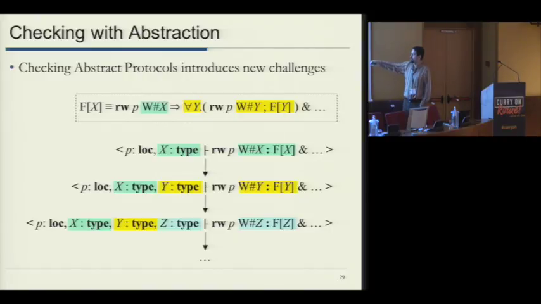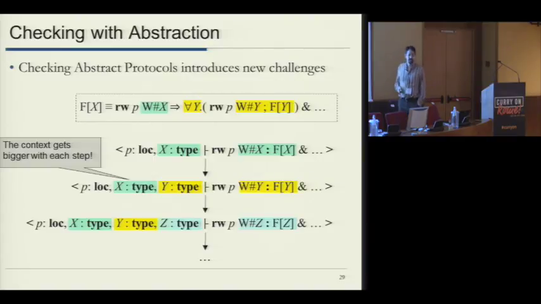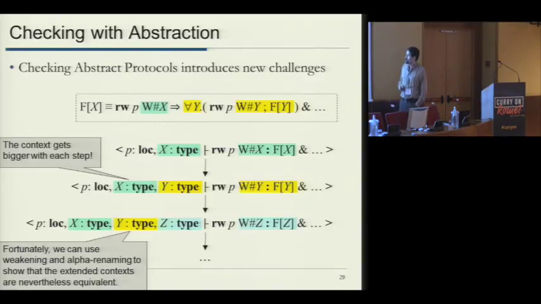these states all look different. They certainly have different contexts. The context gets bigger with each step, and we might never finish model checking the system, right? We want to fully explore the state transitions, but it looks like there's an infinite number of states. But of course, if you look closely, what's happening on the right-hand side, well, it all kind of looks the same, right? It's just that there are different variables being generated on every route through the cycle. So it turns out that we can use weakening and alpha renaming to show that these extended contexts are actually equivalent, even though we're denoting them in a different way.